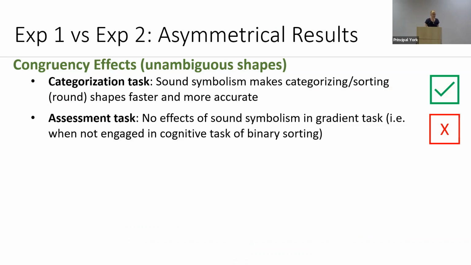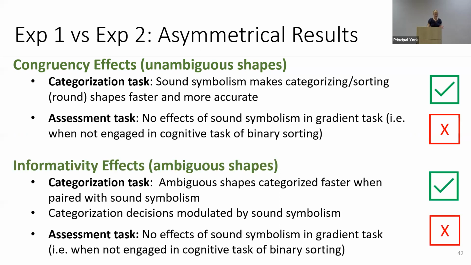So just to sum up, we get pretty asymmetrical results. Thinking about unambiguous shapes, do we get congruency effects? Yes, we do get them with the first experiment, in that, if you think back, we found that those unambiguously round shapes are still impacted by the label that they're presented with. But in the second experiment with the gradient task, we didn't see anything like that. With ambiguous shapes, again, in the first study with categorization, we did find effects of sound symbolism on people's responses, but nothing with the more gradient task.